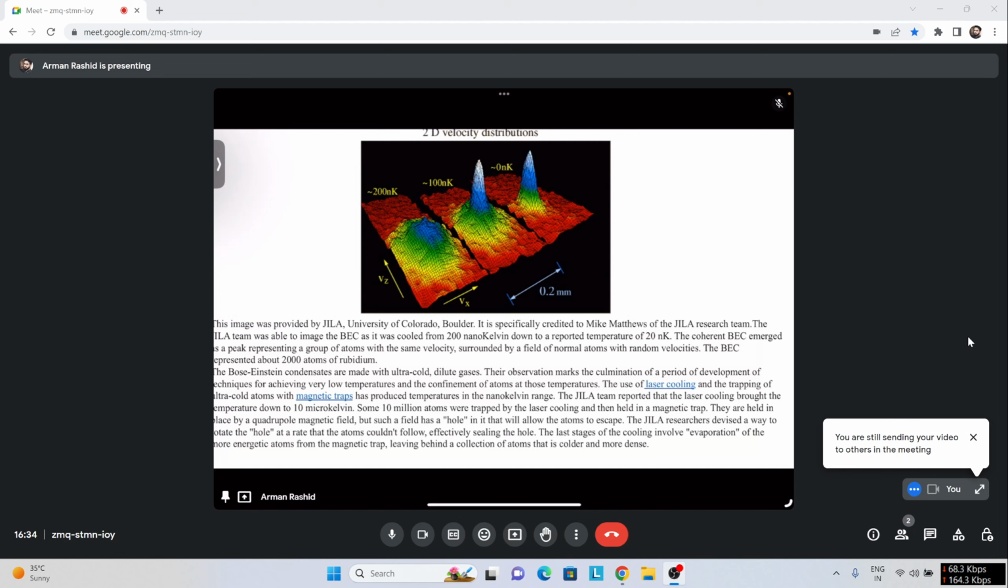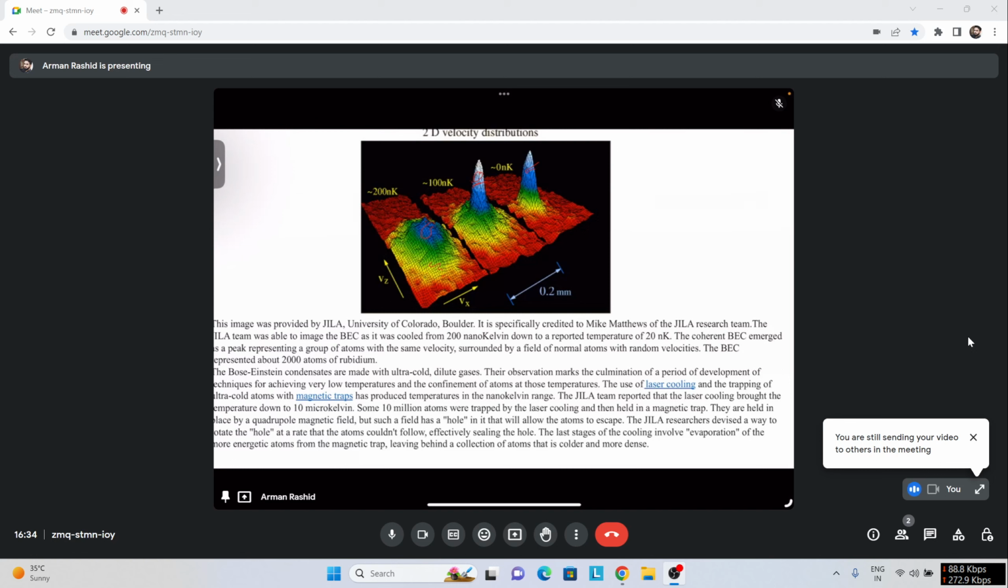If you see here, this is the image. These are the atoms, and in this area they have the same velocity. So these consist of 2000 rubidium atoms as we go from higher to lower temperatures. These are called a Bose-Einstein condensate. The Bose-Einstein condensates are made up of ultra cold dilute gases.